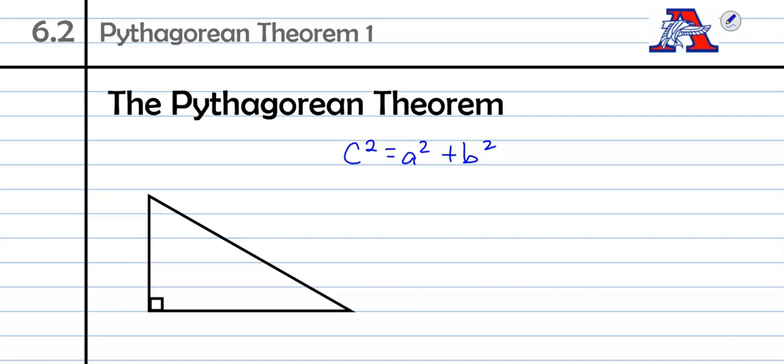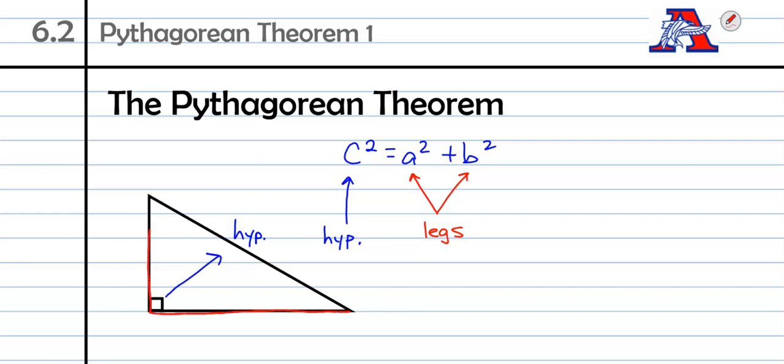So important thing is that c is always the hypotenuse of your right triangle. And this only works for right triangles. So you have to have that right angle, and your hypotenuse is always across from the right angle. And then a and b, doesn't matter which order you do them in, but a and b are the legs of your right triangle, and your legs are the two sides that make your right triangle.